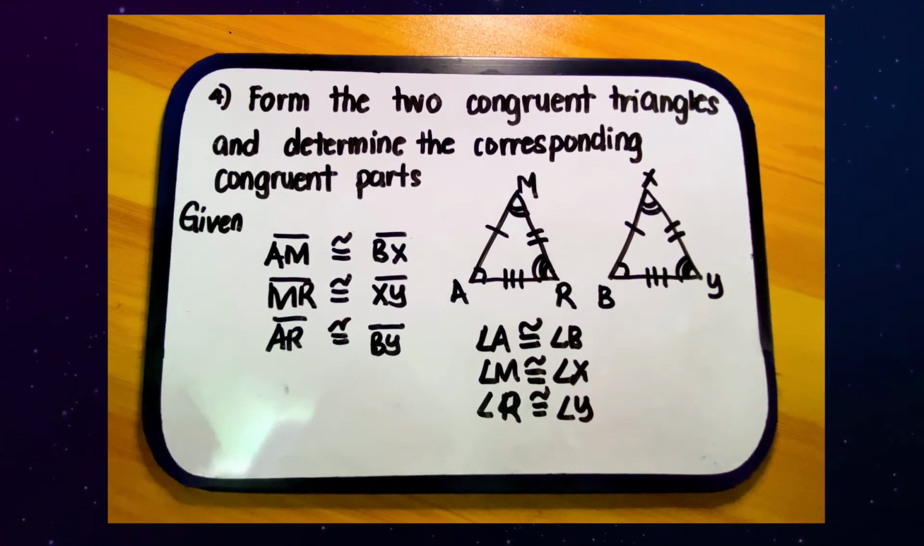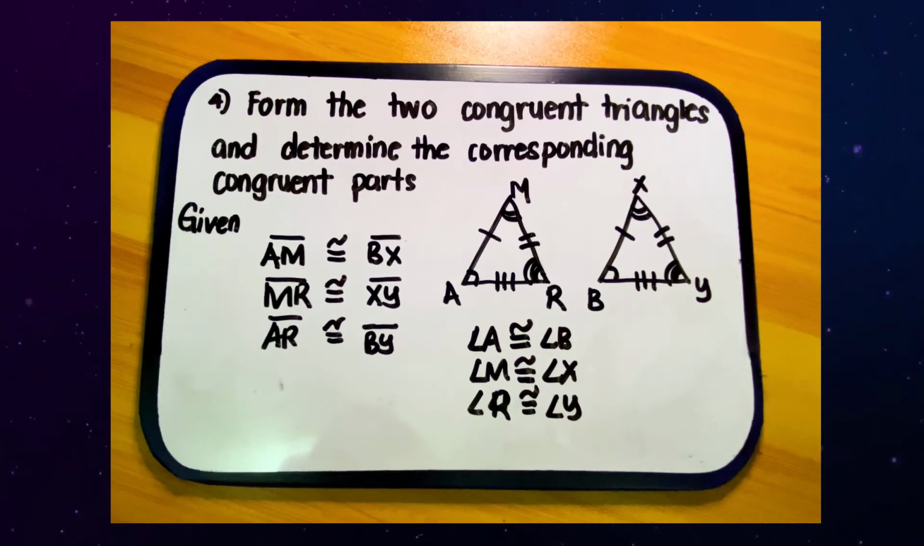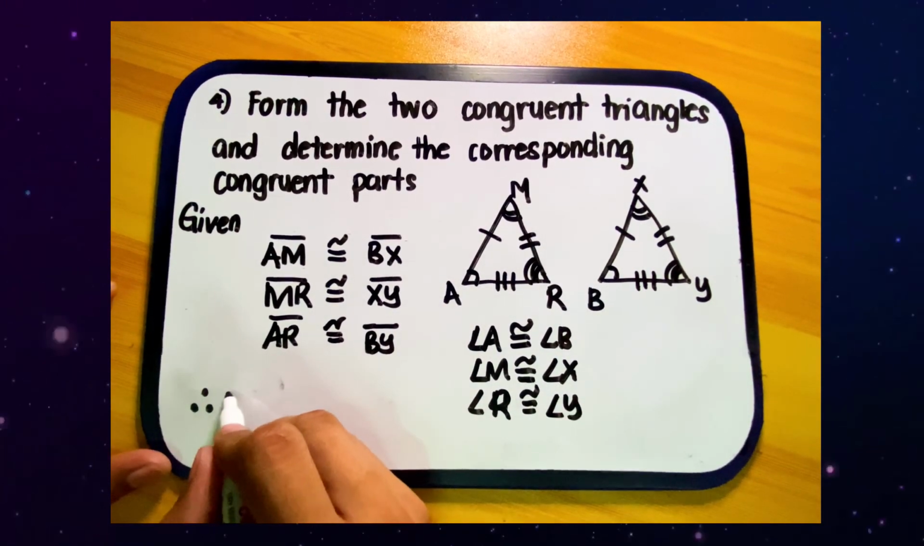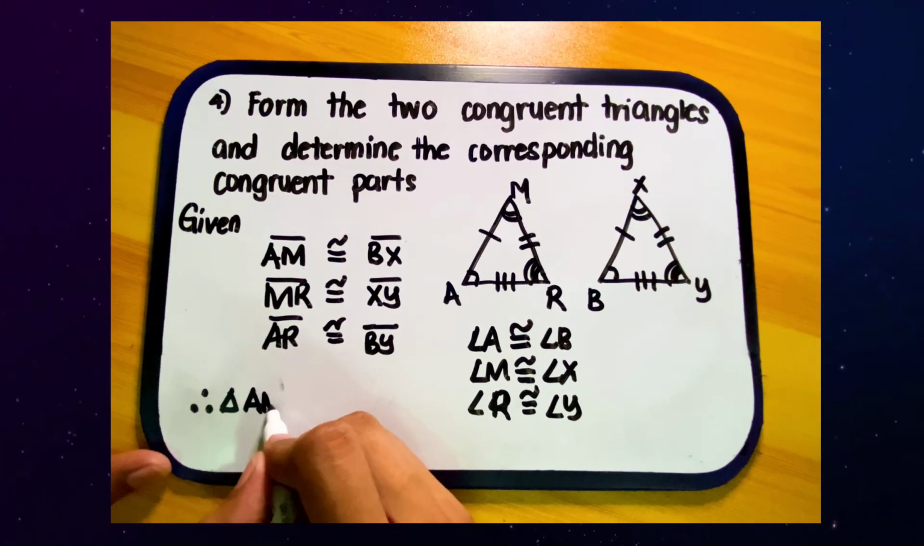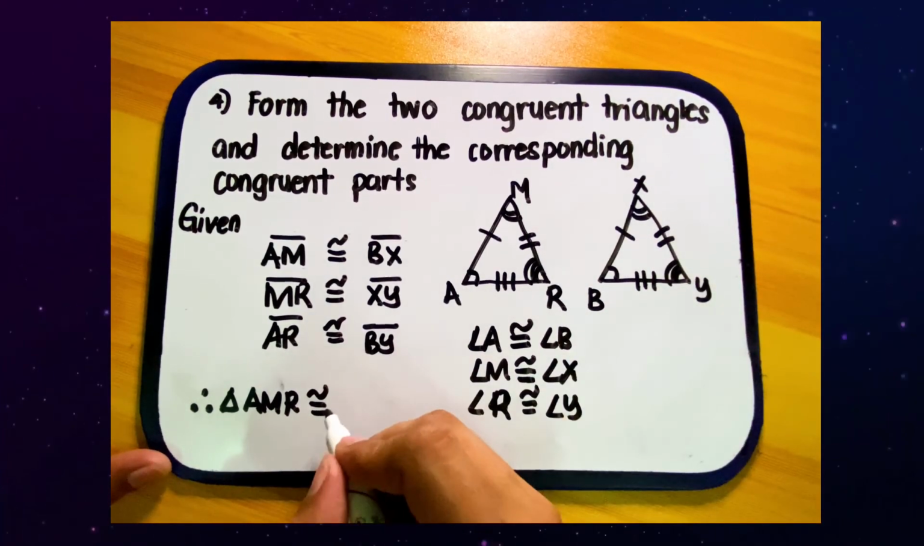Okay, so very simple. So how to name the two triangles? So you can say, therefore, triangle AMR is congruent to triangle BXY.